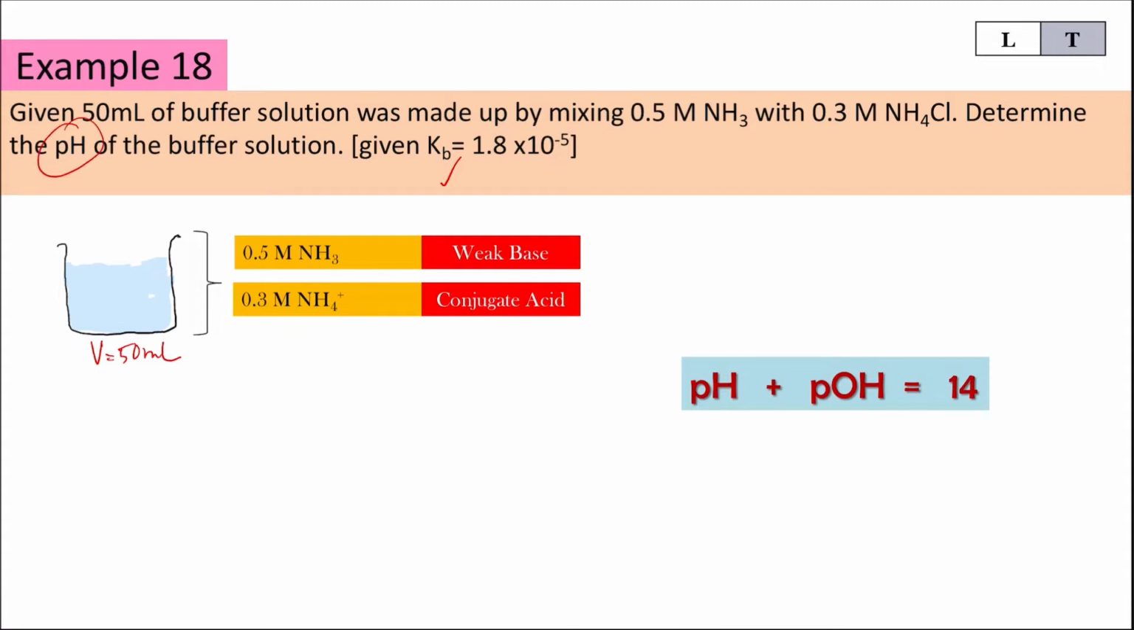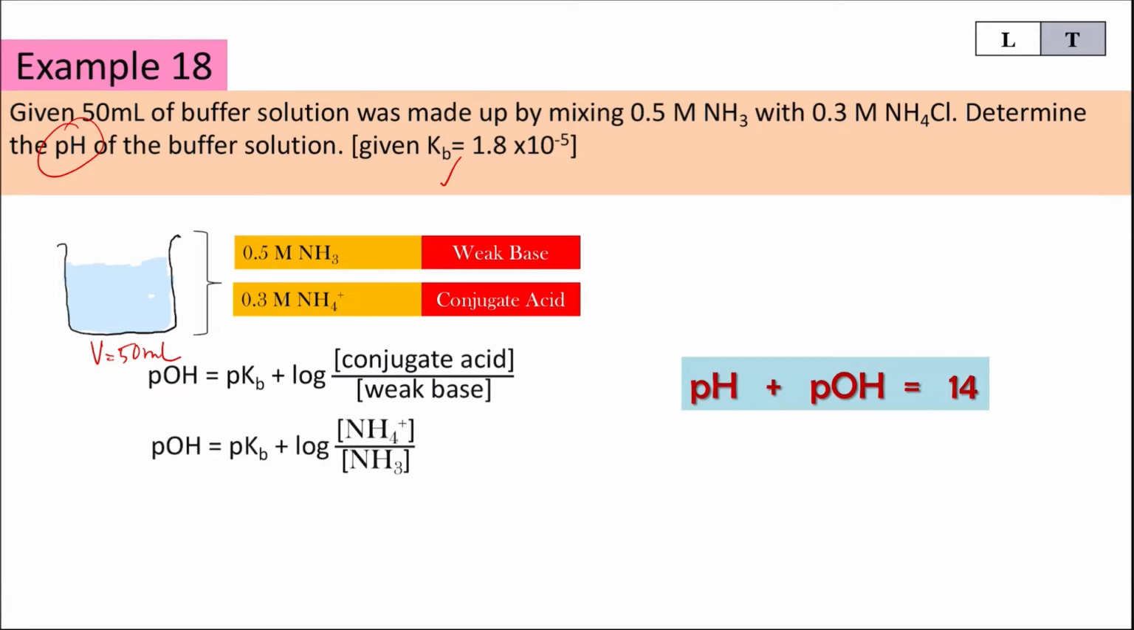So, you have to calculate for POH first. So, I'm going to use Henderson-Hasselbalch equation based on this equation and then determine who is going to be the conjugate acid dan weak base. Masukkan formula dia and then seterusnya insert all those values. You will have the POH is 4.52.